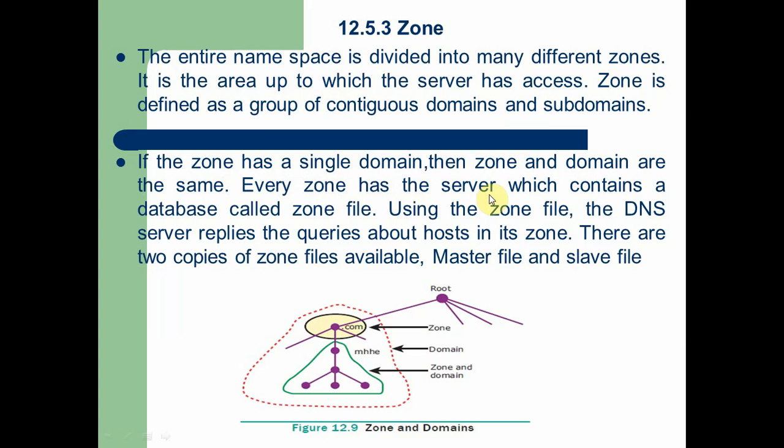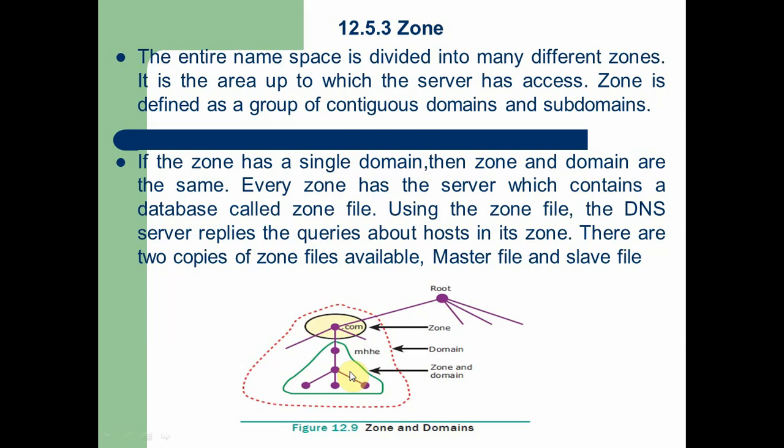Every zone has a server which contains a database called the zone file. Using the zone file, the DNS server replies to queries about the hosts in the zone. There are two copies of zone files, available in the master file as well as in the slave files. So each and every node is called a zone. Here the dotted lines represent the zones. Each and every zone has its own unique domain name, its own zone, and its own server where we store all the DNS domain names and their IP addresses. There are two copies of this zone file: one on the master computer, another on the slave computer.